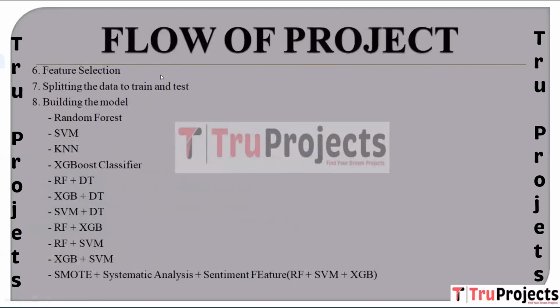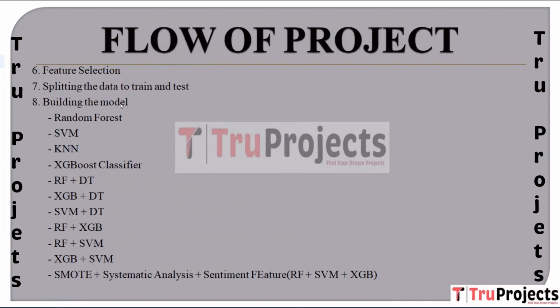Feature selection. Select relevant features from the dataset. Feature selection aims to improve the model performance by focusing on the most important variables and eliminating noise. Then we have splitting the data into train and test. Divide the dataset into two subsets, a training set and a testing set. The training set is used to train the machine learning models, while the testing set is used to evaluate their performance.